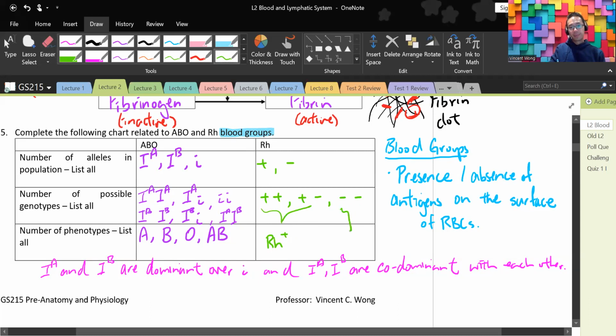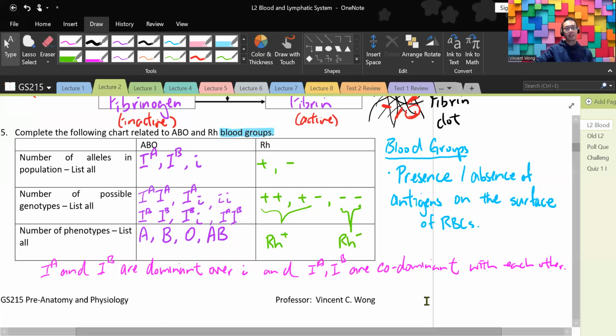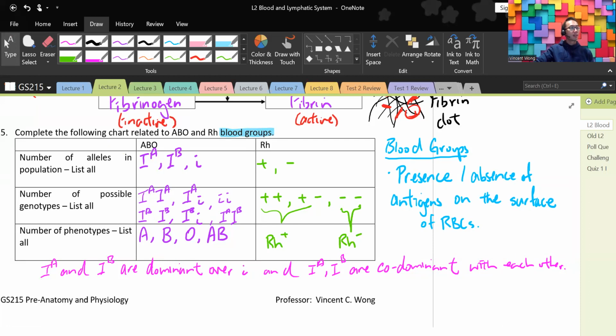Whereas the negative will give you RH negative. Okay, so if you're RH negative, that means you do not have the RH protein on the surface of your red cells. Are we together? Looking at the chat to see if anyone wants to ask anything. Okay.